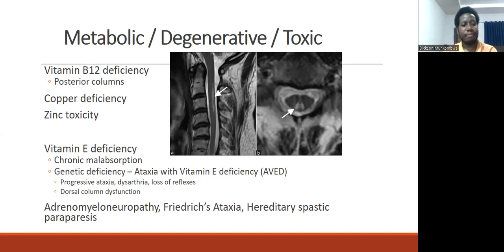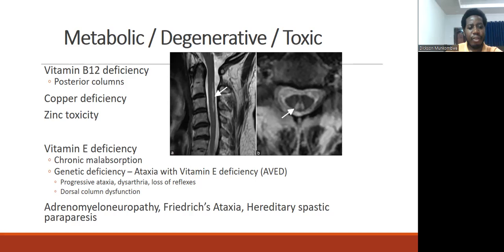Vitamin E deficiency can result from chronic malabsorption, as well as in people with the genetic deficiency. And ataxia with vitamin E deficiency is a clinical syndrome which is known and described. This is where patients present with progressive ataxia, dysarthria, and loss of reflexes, as well as dorsal column dysfunction.